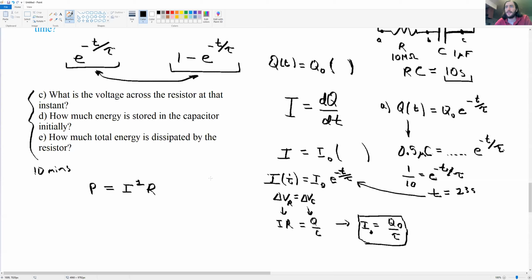It's not that easy. You cannot just multiply by T because the rate at which power is consumed is not constant. The current is an exponential function here of time, and therefore we must integrate. Cannot multiply by T. Remember, power is dE or dW by dt.